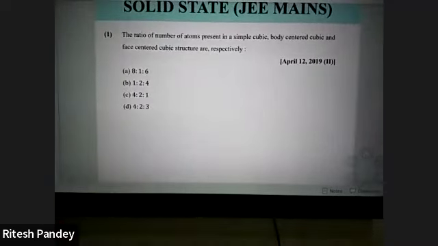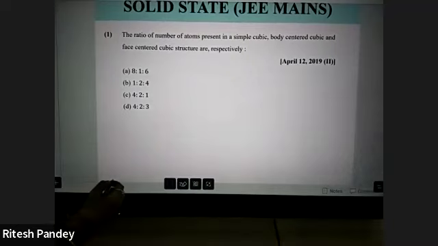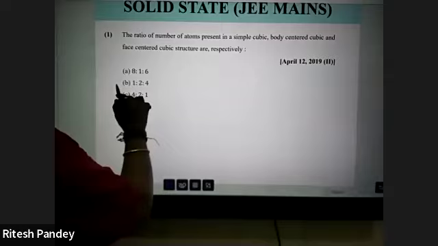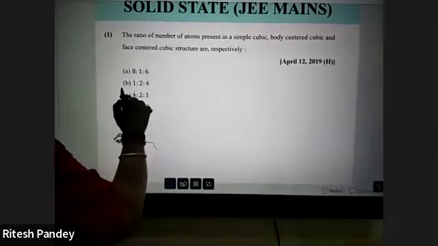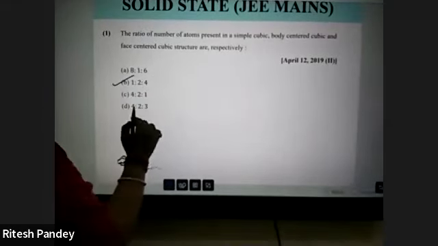The ratio of number of atoms present in a simple cubic, body-centered cubic, and face-centered cubic structures are respectively. Go ahead. What's your answer? B. Naturally simple cubic 1, body-centered cubic 2, face-centered cubic 4.